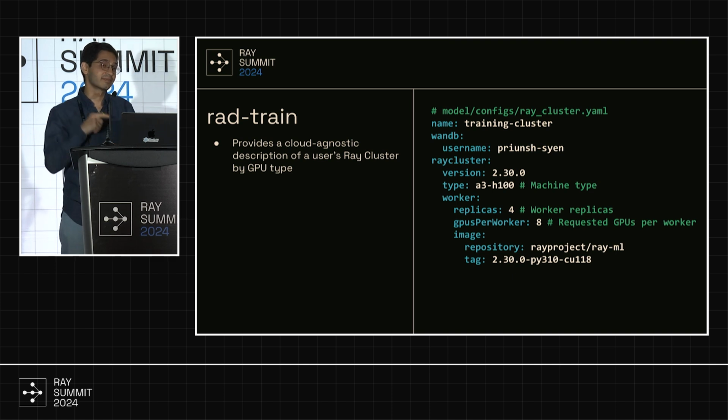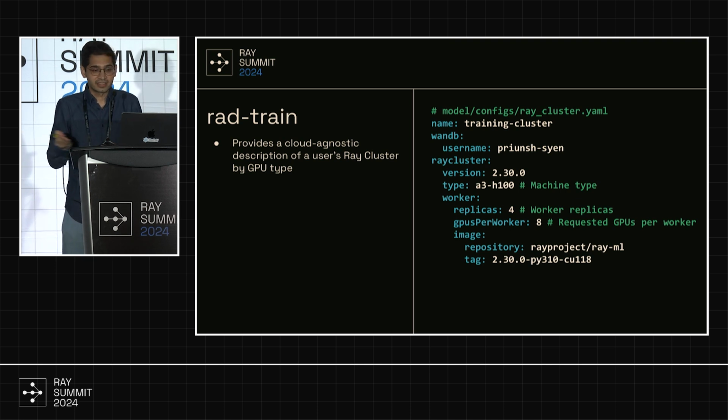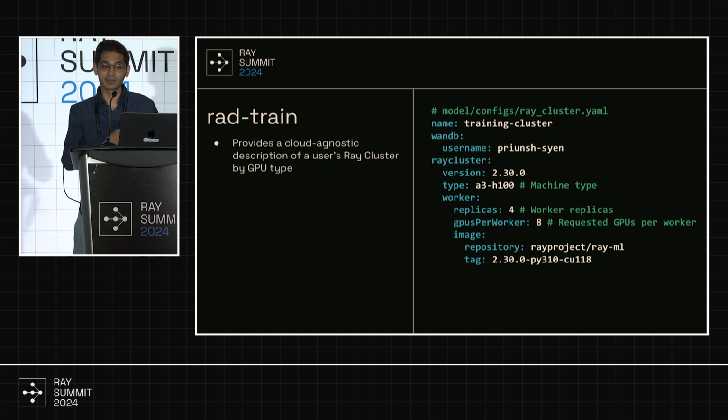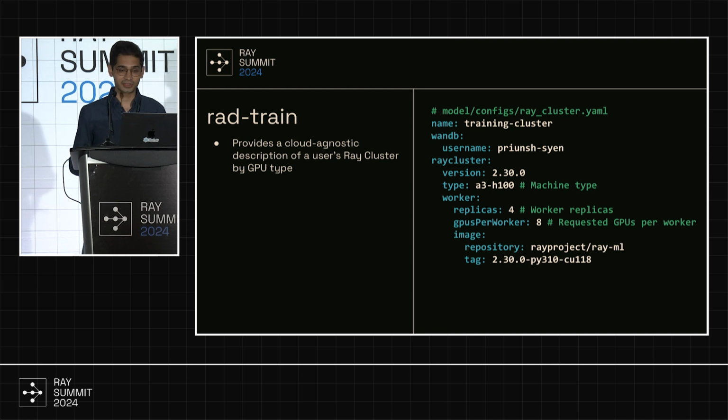Then researchers can provide exactly which Ray version they want. Here I have 2.30, but let's say there's some kind of improvement. Well, they have full control and they can actually upgrade it to 2.32. Or they can downgrade it if there was some bug introduced. They have full control there.